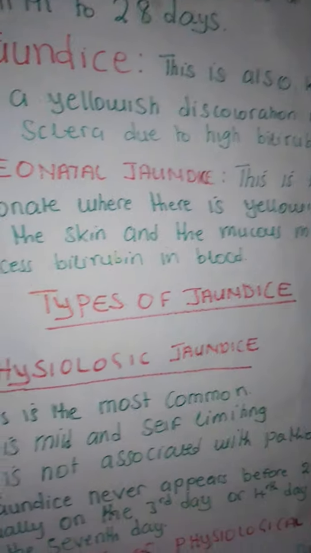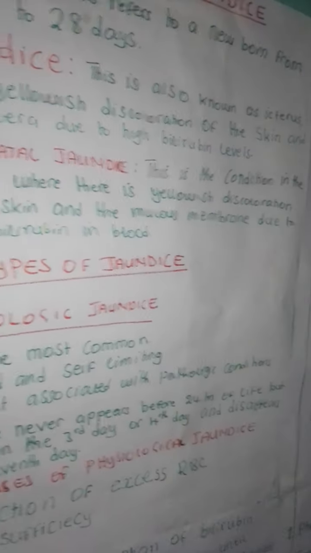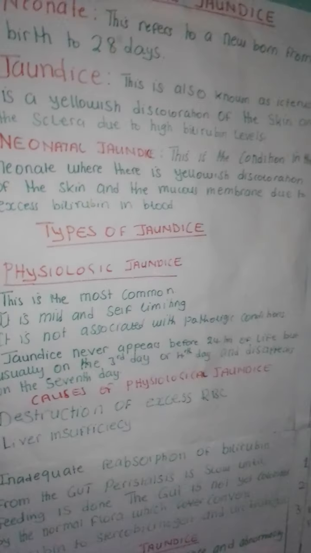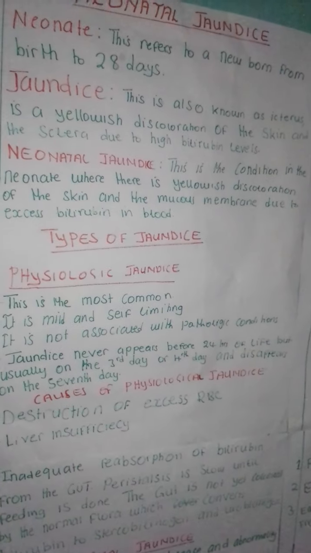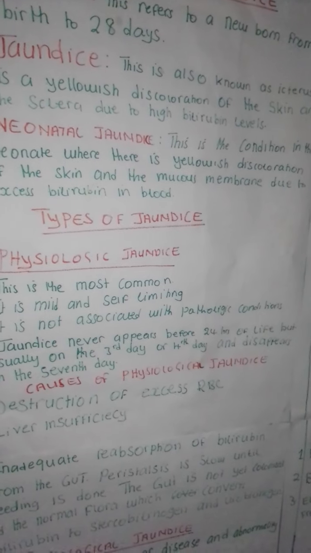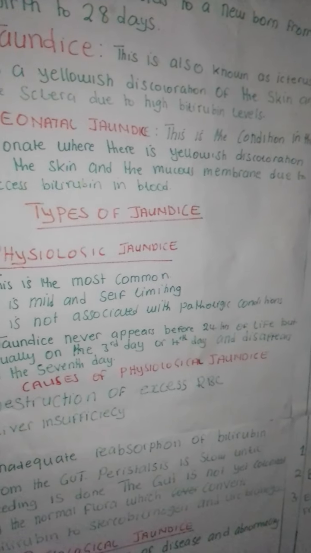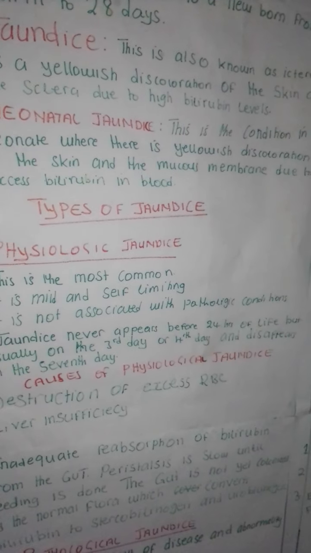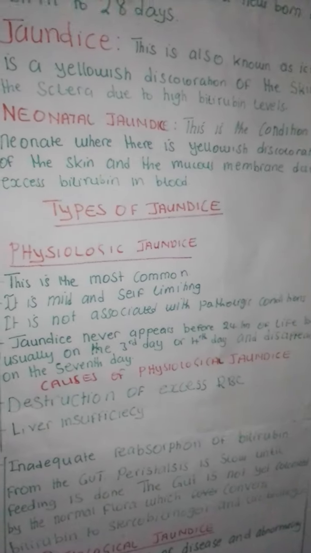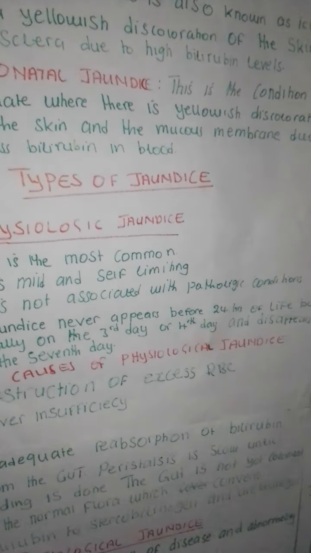Now, combining the two: neonatal jaundice is a condition in a neonate in which there is yellowish discoloration of the skin and the mucous membrane due to excess bilirubin in the blood.